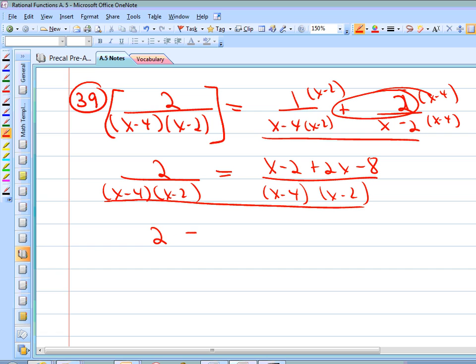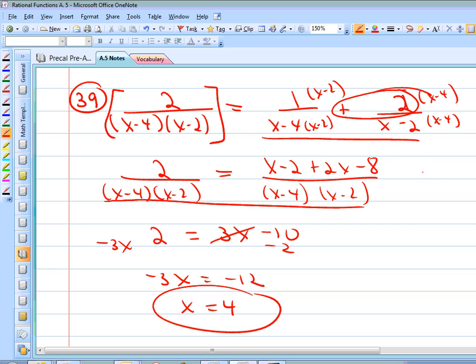So at the top we have 2 equals, and we're going to combine like terms. We have an x and a 2x, that's 3x. Negative 2 and negative 8 is negative 10. All right, letters to the left, so I'm going to subtract the 3x over here. I'm going to move the 2 over here, and we have negative 3x equals negative 12. Divide by negative 3, and x is equal to 4.